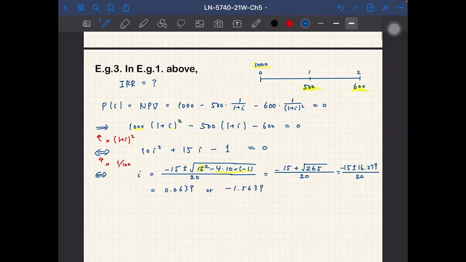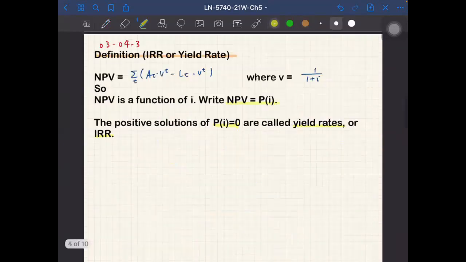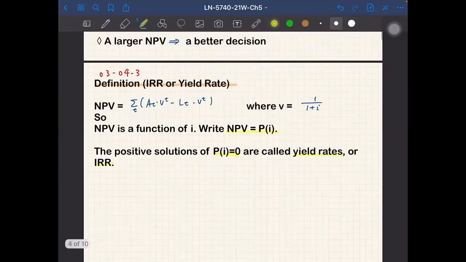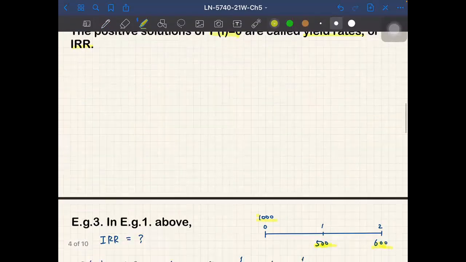So actually this is 6.39%. In this case, the positive one is called the yield rate. So 6.39% is the yield rate. Yes, the positive solution is called the yield rate.